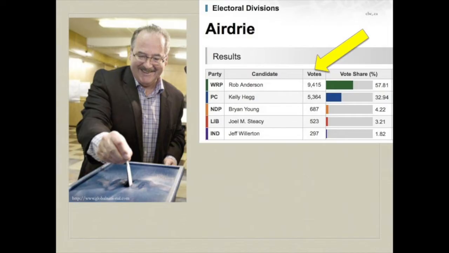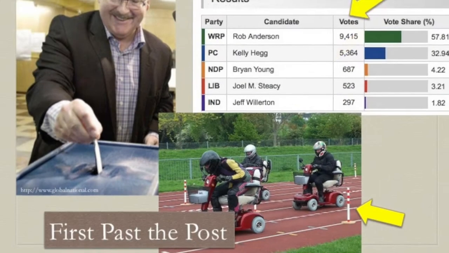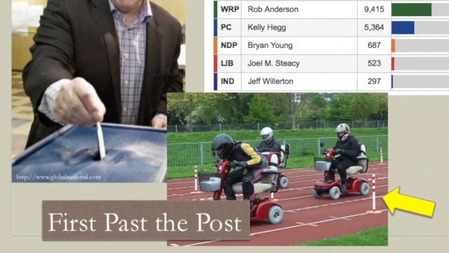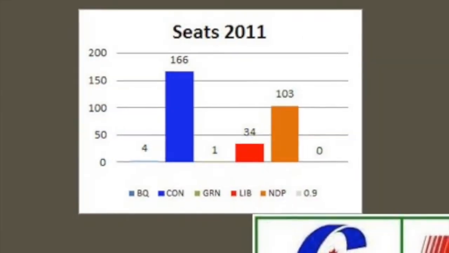But what about the other 4 candidates? Well, since they didn't get the most votes, they get to go back to their regular jobs and wait until the next election to decide if they want to run again. We call this first past the post because, just like in a race, only one person gets past the post or wins. But we're not done yet.